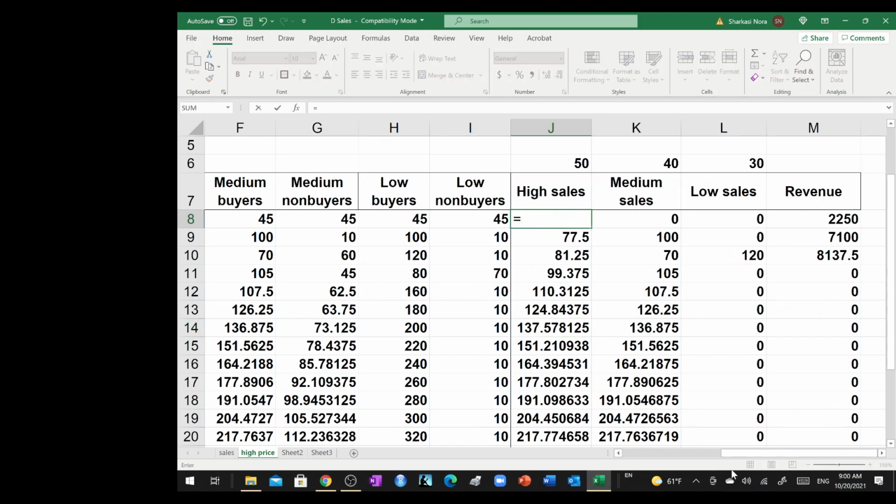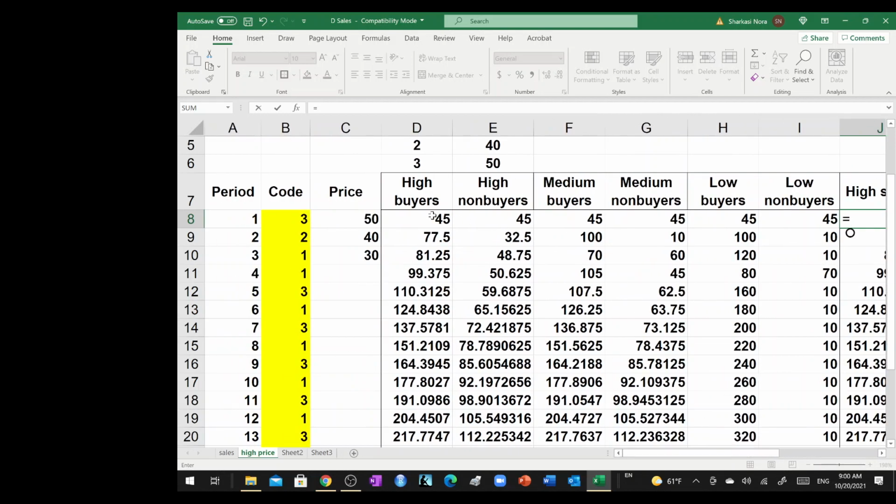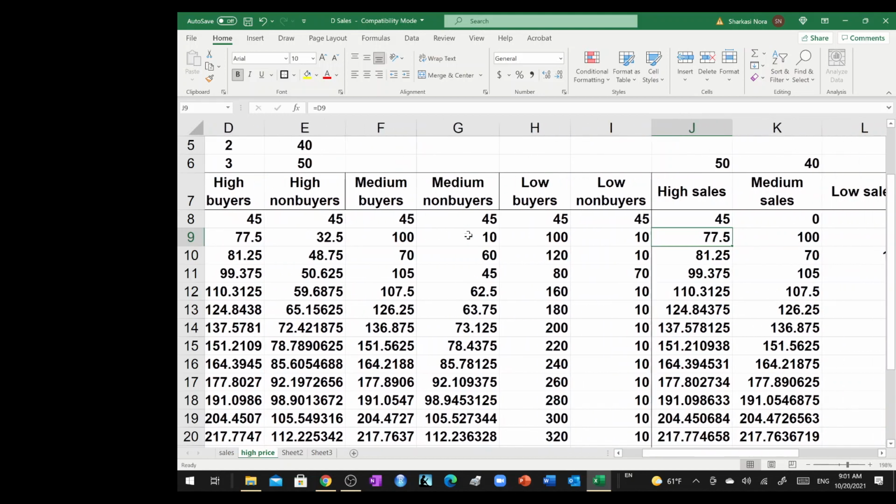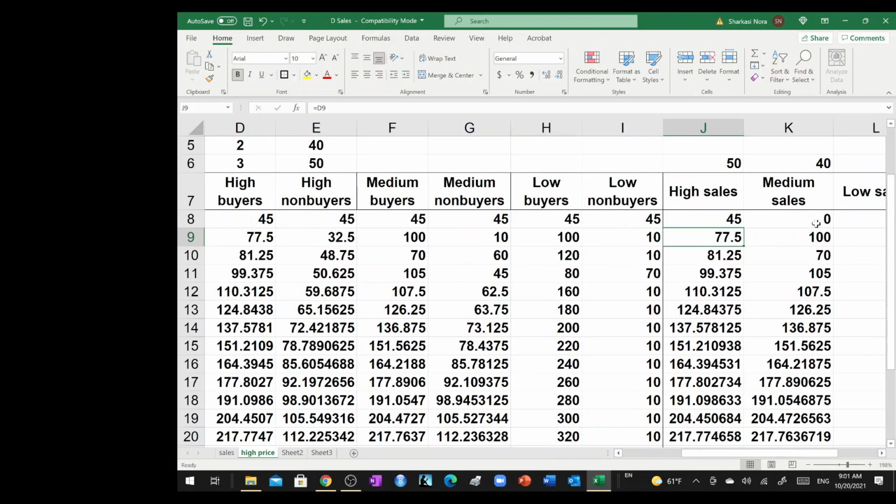The high buyers here, the high sales, please set it up as these people, because these people are always going to buy because their valuation is the highest and this is the maximum. We're going to constrain Solver, the prices, to be between the minimum and the maximum. Then let's talk about the medium.